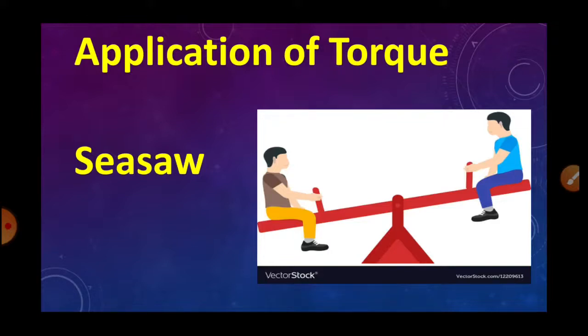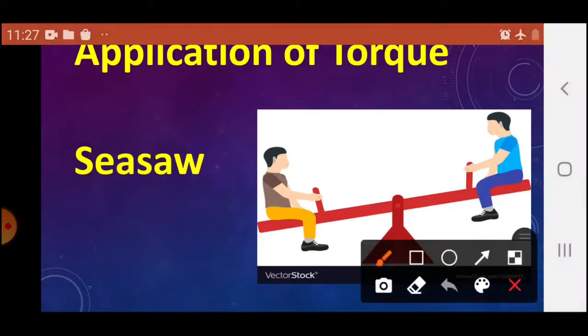Since there is a difference in the weight of the person sitting on it, heavier persons lift lighter persons. Heavier persons can easily lift up lighter persons. When the heavier person comes closer to the pivot, the center point, the origin, we can consider this.